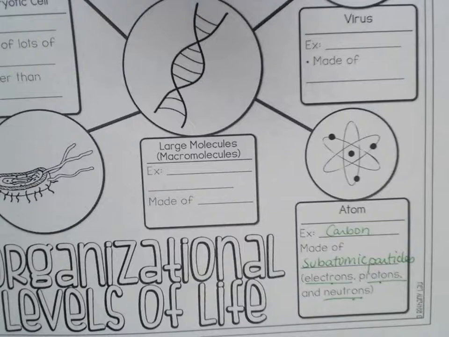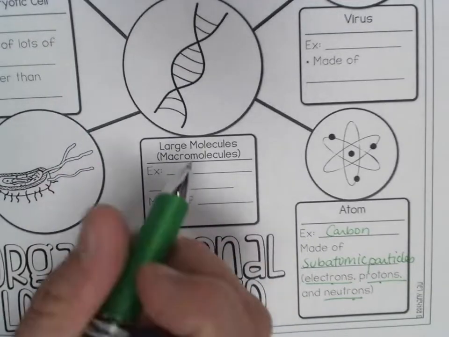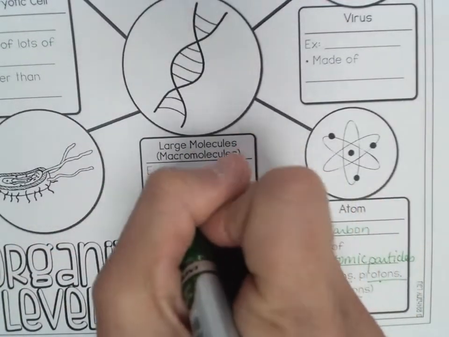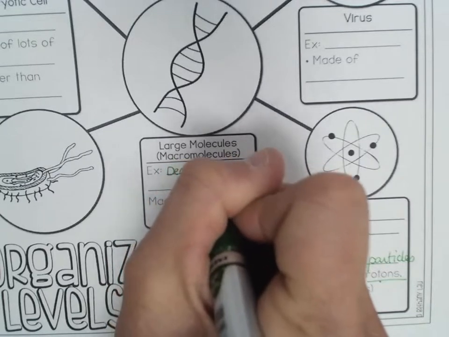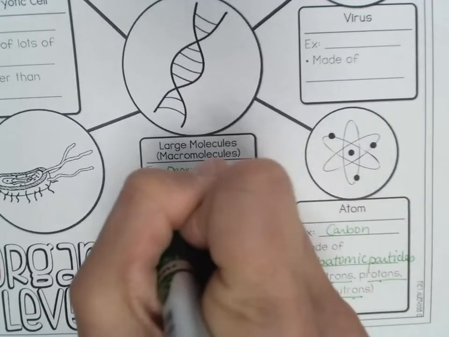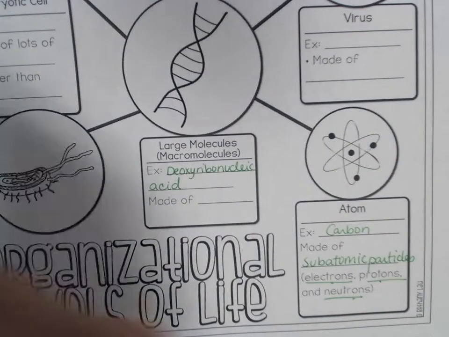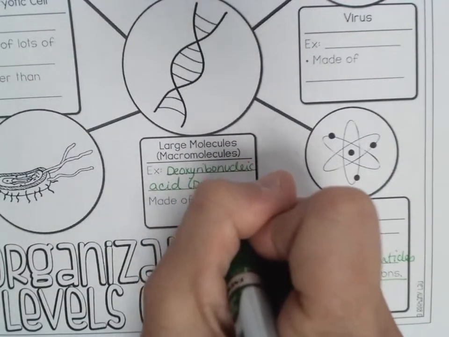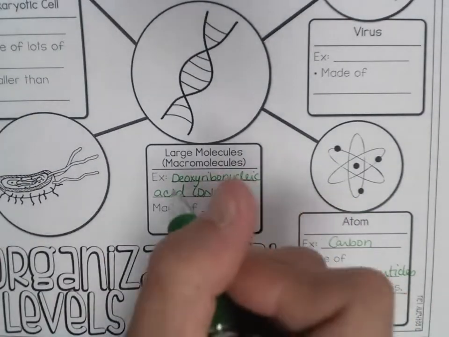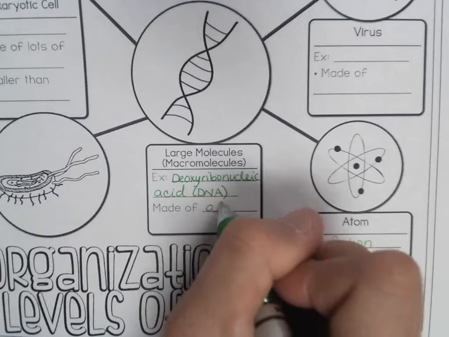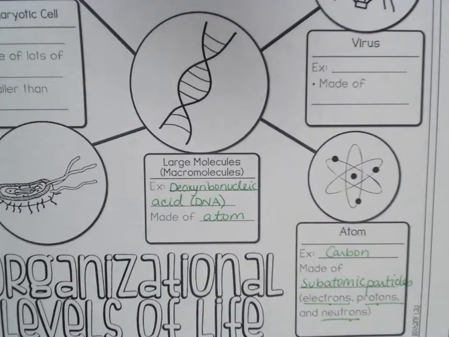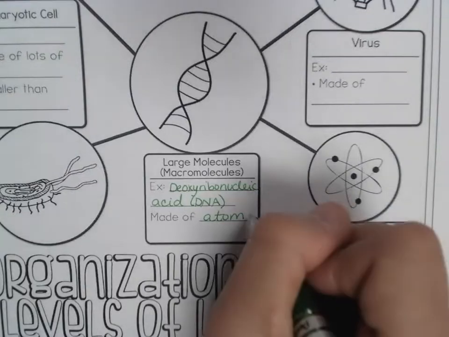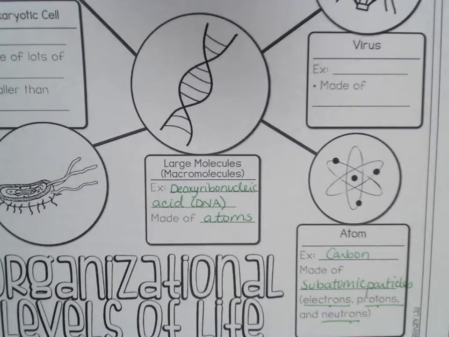All right, so you take a bunch of atoms and you put them together. When you do, you get a larger molecule, or a macromolecule, as we like to call them in science. An example of this is DNA. DNA stands for deoxyribonucleic acid, abbreviated capital D, capital N, capital A, DNA. And this large molecule is made up of a bunch of small atoms put together. Plural, atoms. Okay?